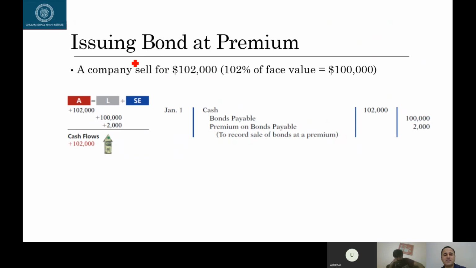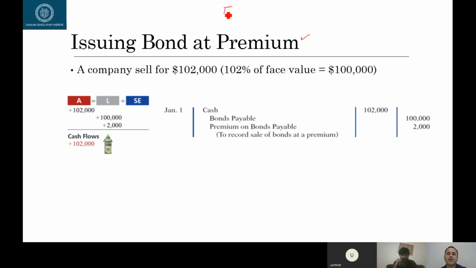Okay, what happens, let's say, if I issue a bond at a premium? With a discount, I added back $2,000, if you remember. With a premium, I now have to subtract it from my cost of borrowing. But let's see how I make this entry, if I issue a bond at a premium.